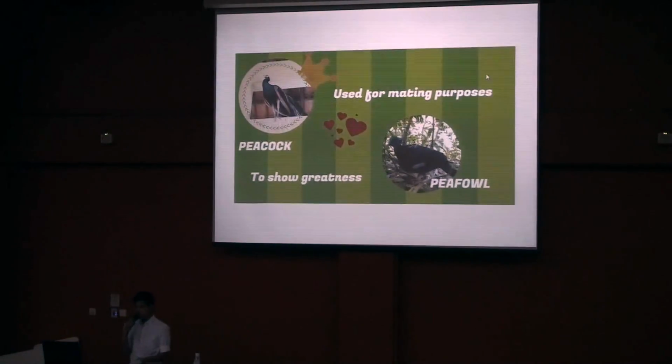Now, these colors are used for mating purposes. The peahen will look at the majestic colors of the peacock and see which peacock has the biggest tail, the most colorful tail, and whichever peacock wins gets the peahen. Another usage of these colors is to show greatness, to show other birds that the peacock is king, hence the crown on the peacock.